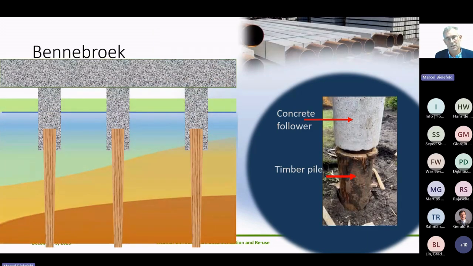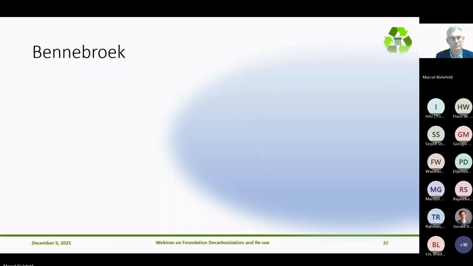And this is how you see it done nowadays. The concrete follower can be either circular or square, like the photo on top of it. And there is in general a steel cylinder in it, and the steel is driven into the timber pile to make a good connection between the timber pile and the concrete follower. And in this way, the top of the timber pile is driven below the groundwater level.